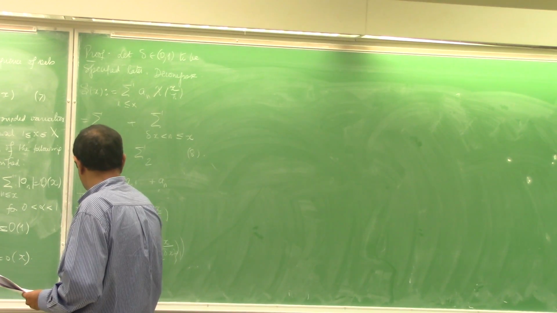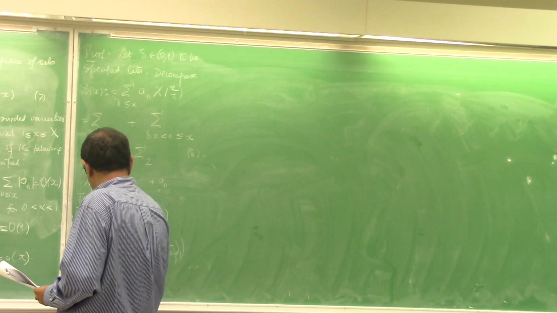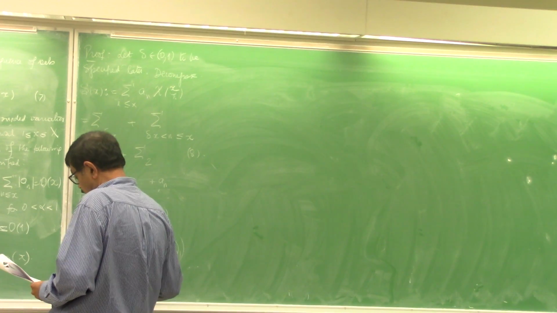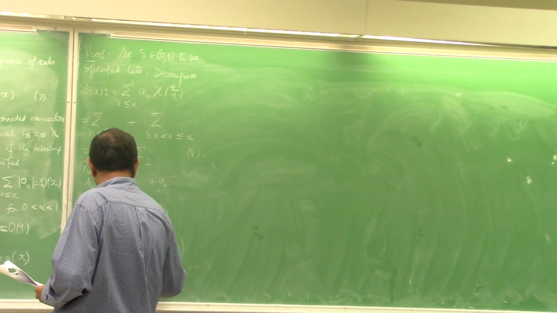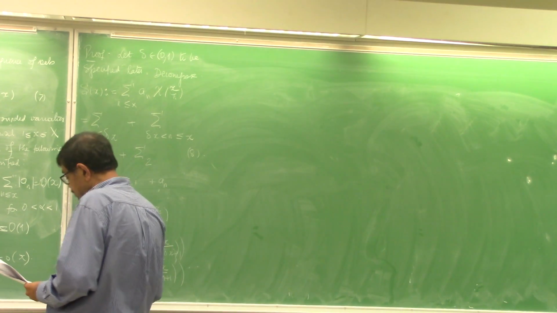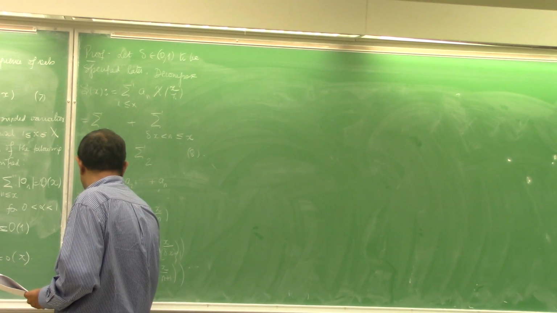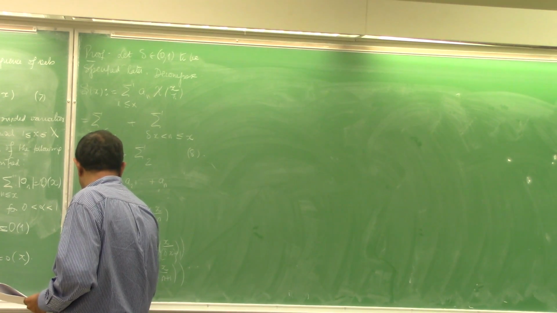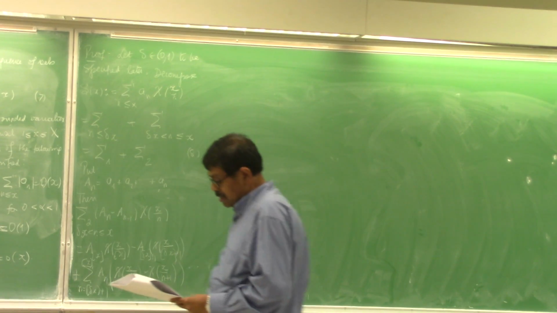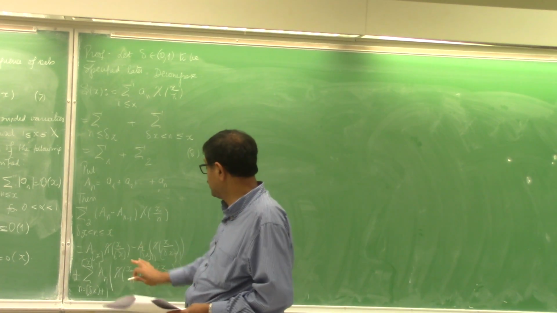Plus the summation of A n times chi of x over n minus chi of x over n plus 1. So this is simple. x minus 1. Yeah, these are the endpoints, and this is it.